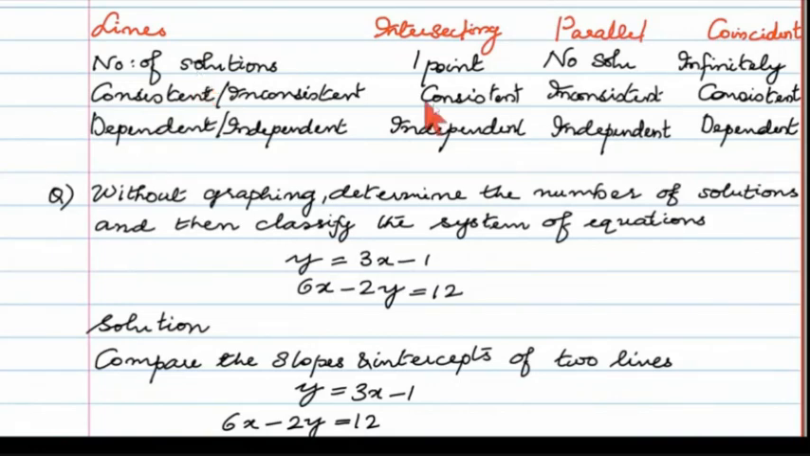Consistent or inconsistent: this is consistent. For parallel lines, we will get an inconsistent system. For coincident, we will get a consistent system. Dependent or independent: this is independent. This is again independent. And finally, this one is dependent.